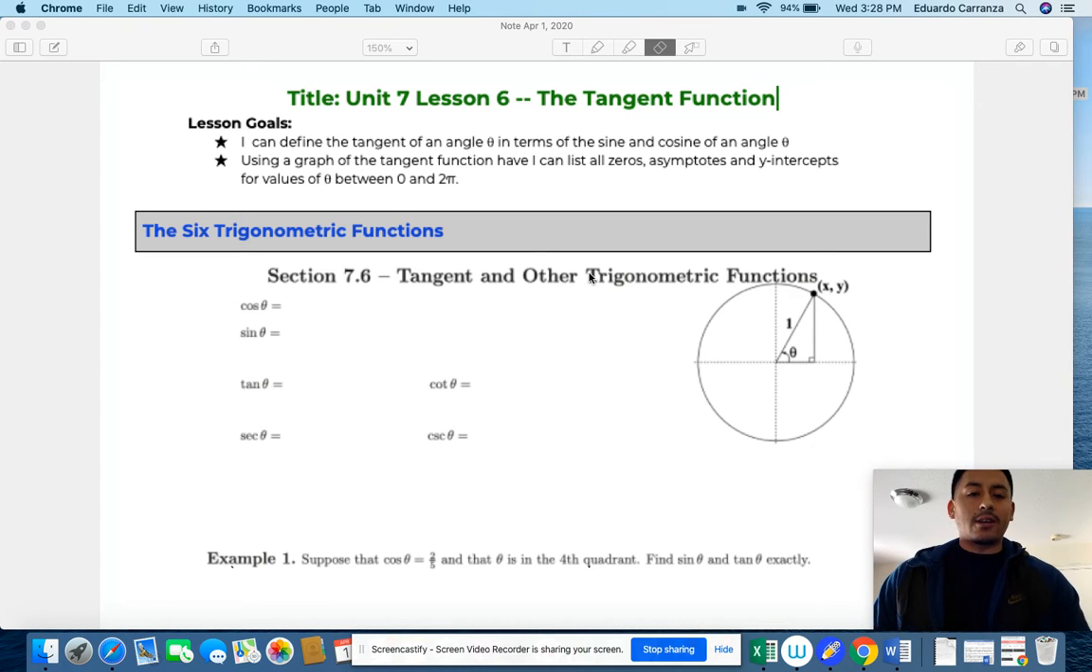But really, our lesson goals for today are: I can define the tangent of an angle theta in terms of the sine and the cosine of an angle theta, and then also using the graph of the tangent function, I can list all of its zeros, asymptotes, and y-intercepts for values of theta between 0 and 2 pi. And then later we're going to extend that for values of theta beyond 0 and 2 pi. Okay, so let's get started.